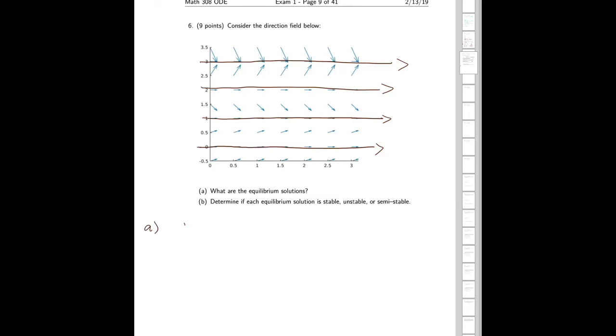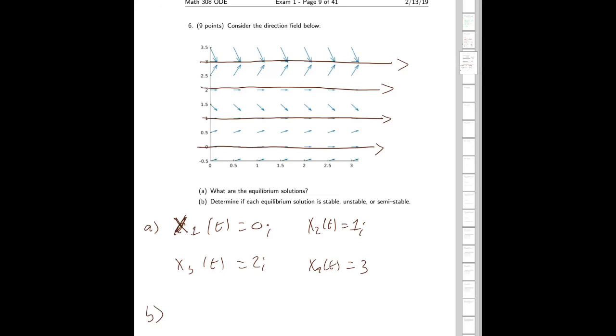Okay, so for part A, x1 of t equals 0 is an equilibrium solution. x2 of t equals 1 is an equilibrium solution. x3 of t equals 2 is an equilibrium solution. And x4 of t equals 3 is an equilibrium solution.